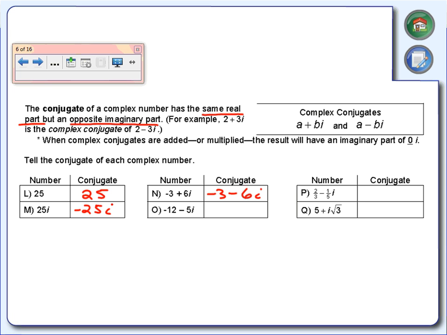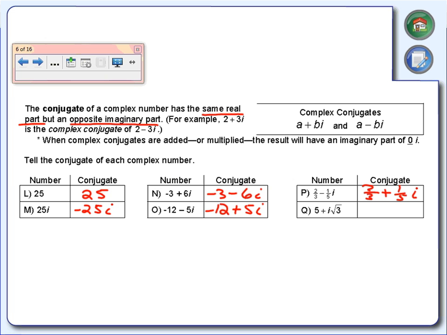Negative 12 minus 5i, the conjugate of that would be negative 12 plus 5i. Notice how that real part stays the same. It's only the imaginary part that we're changing. P, what's the conjugate of 2/3 minus 1/5 i? 2/3 plus 1/5 i.